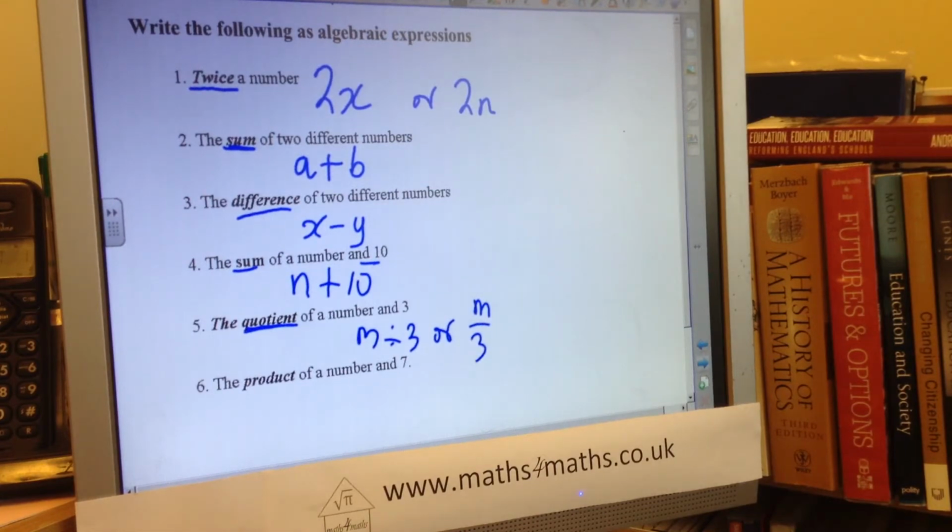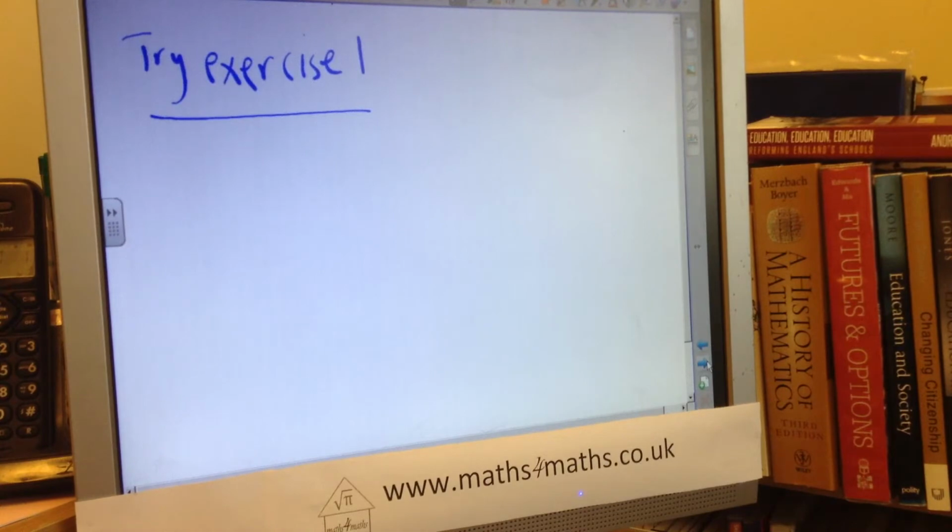The product of a number and 7. Product is times. So we have 7 times a number, say t, or we can write it as 7t. Now try exercise 1.